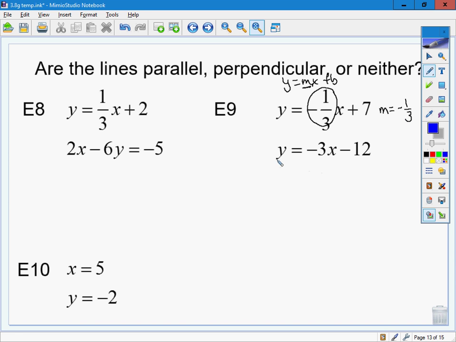Down here, also in the form y equals mx plus b, I can see that m is negative 3. So they're asking me, are they parallel? They're not identical. Are they perpendicular? Although they are reciprocals, they're not opposite. They're both negative. So these happen to be neither parallel nor perpendicular. They would, in fact, just intersect at some point.